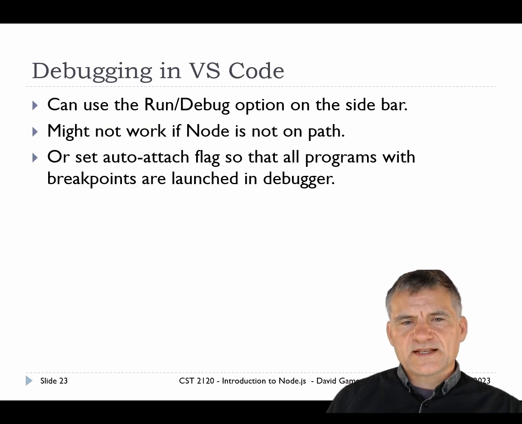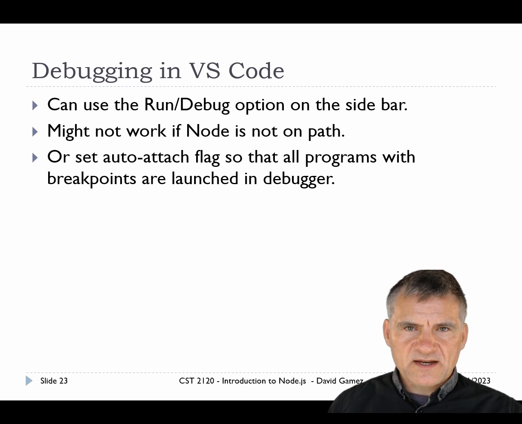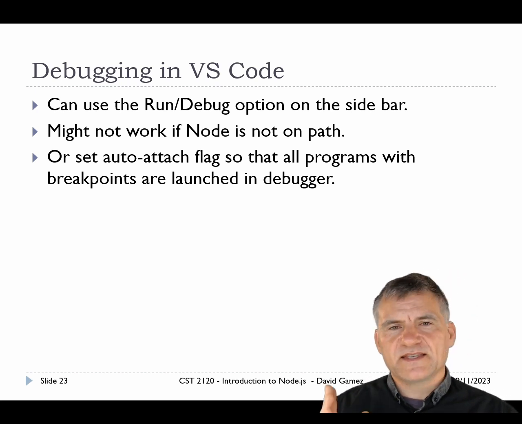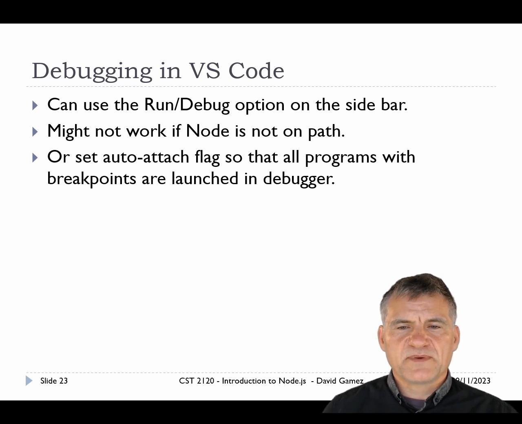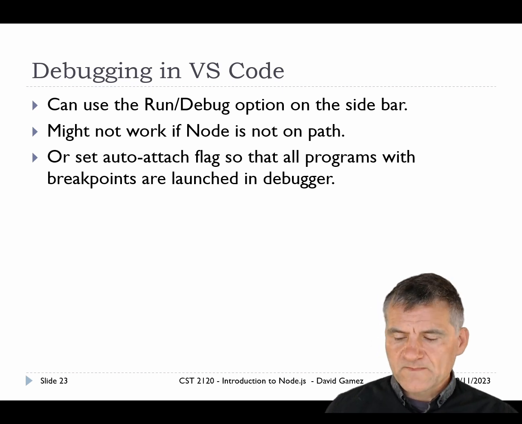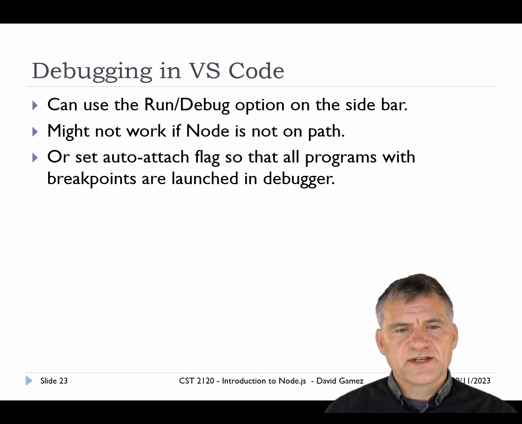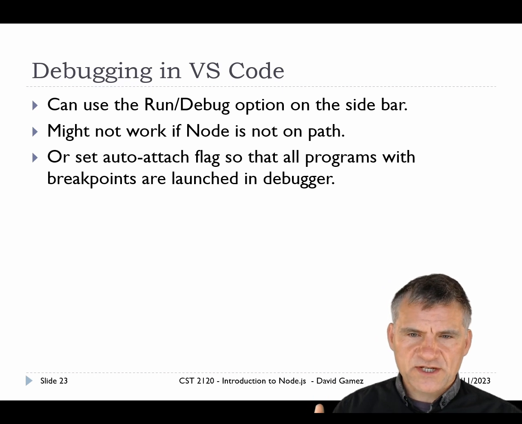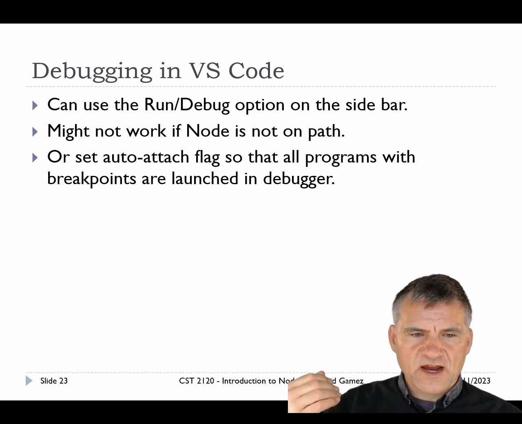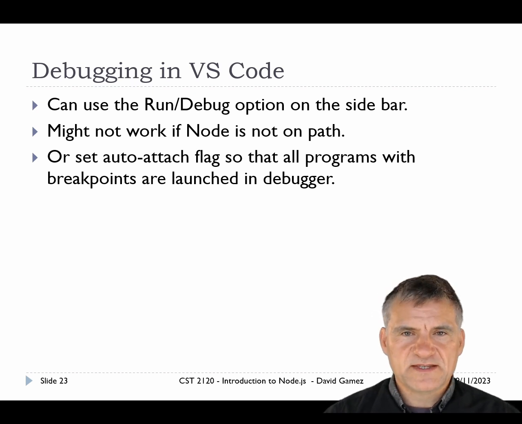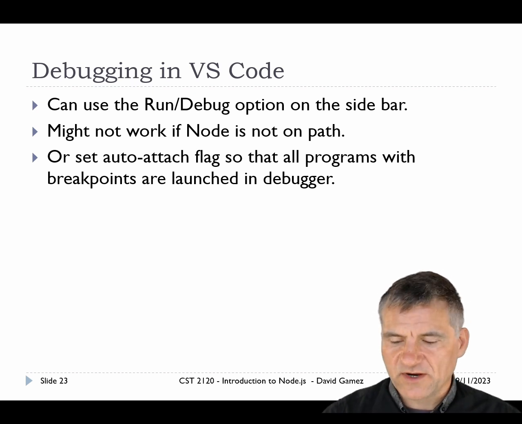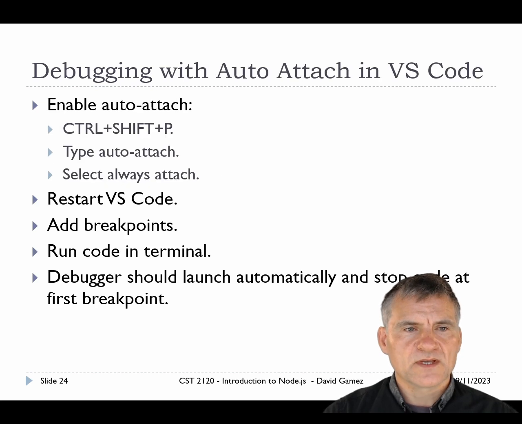VS Code has a run and debug option on the sidebar. I haven't got much experience with this because I tend to use WebStorm, as I said. I'm not certain this will work if Node is not on the path, but it's certainly worth a go, and worth using if you're running this on a machine where Node's installed. The other option with VS Code is you can set a flag called auto attach, which means the debugger will automatically attach to a program that has a breakpoint in it.